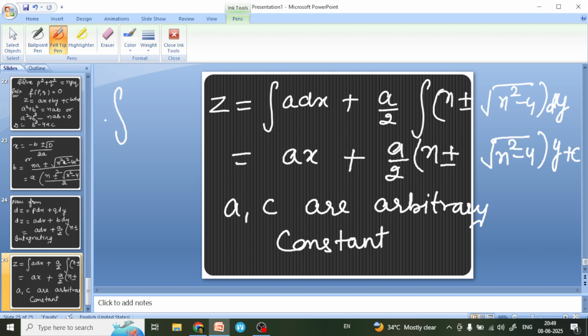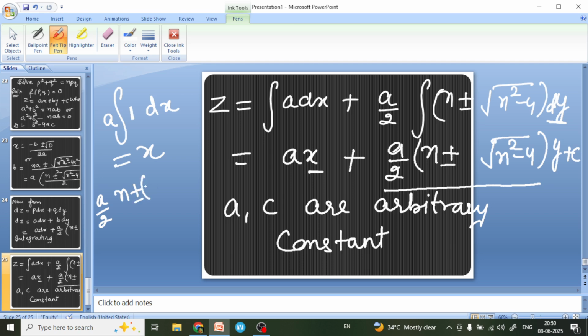You should keep in mind, when we integrate a, we write a times integration of 1, and 1's integration should be x. So that's why we write x here, and this whole value will be constant. Similarly, n square minus 4 times integration of 1 dy will be written as y, so that's why we write y here.